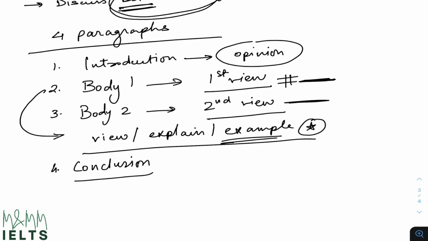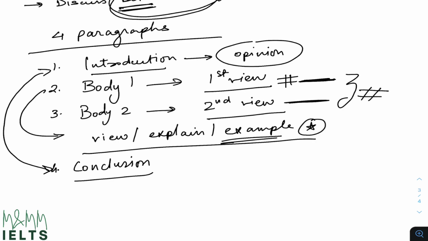You have to make sure that you focus more on body 1 and body 2 in terms of giving explanation and example, and in introduction and conclusion all you do is you keep it short, straightforward, and to the point, without any detailed explanation. Because if the introduction and conclusion has more explanation than body 1 and body 2, then it is an imbalanced essay, which we don't want at all.